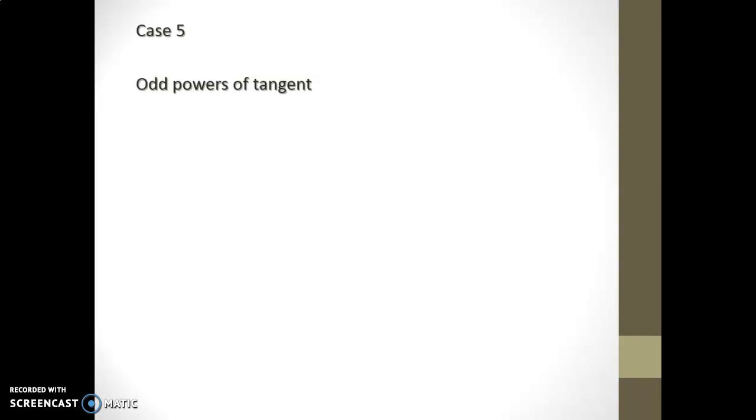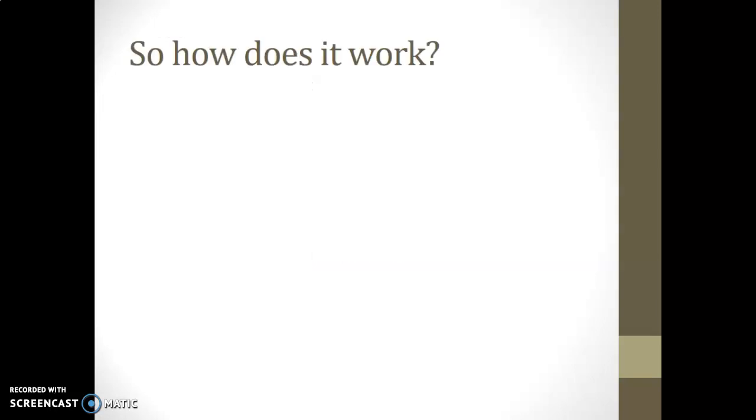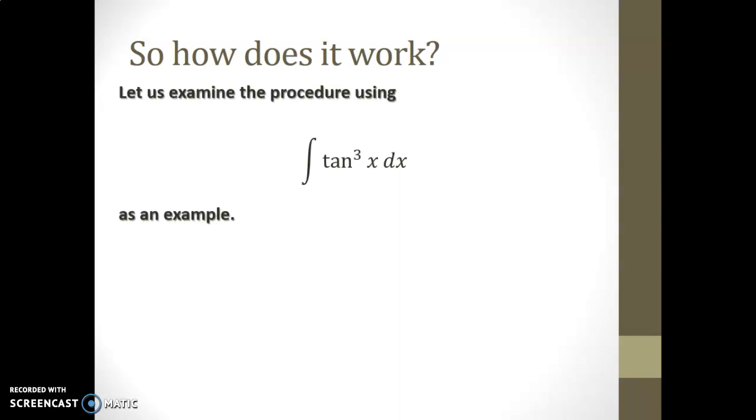Odd powers of tangent cases can be recognized by tangents whose degree is odd, either alone or combined with secants. So how does the method work? We're going to use tan cube of x as a guiding example.